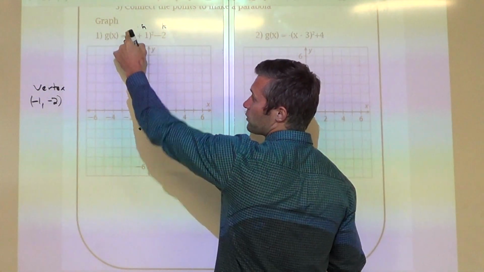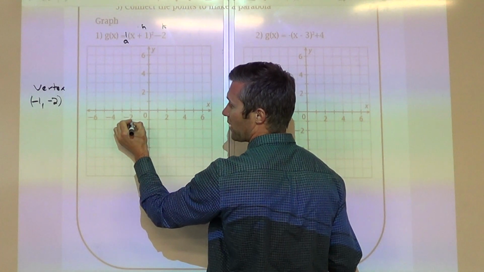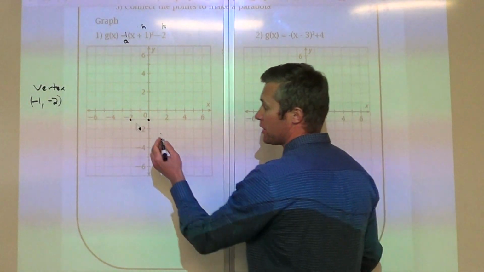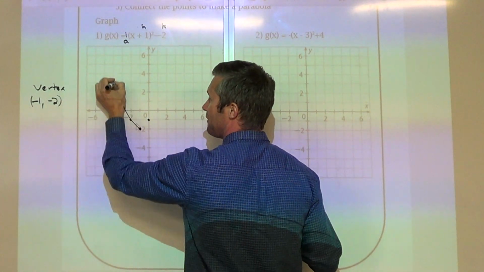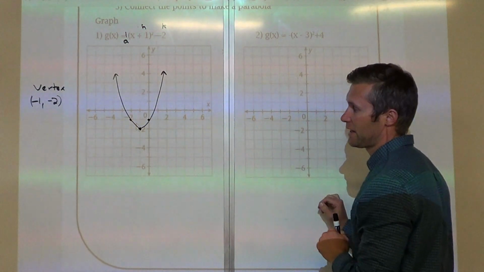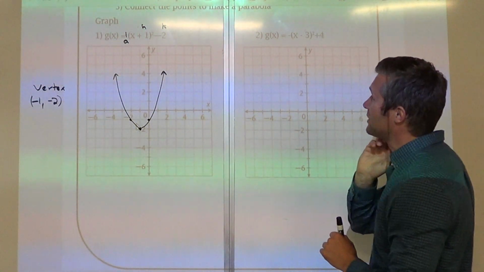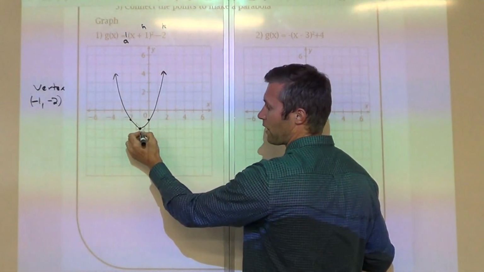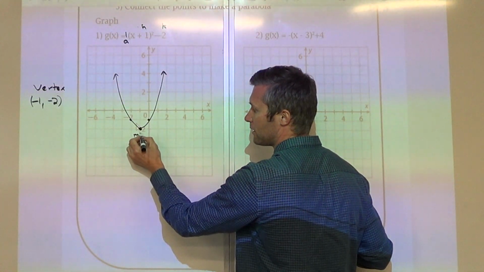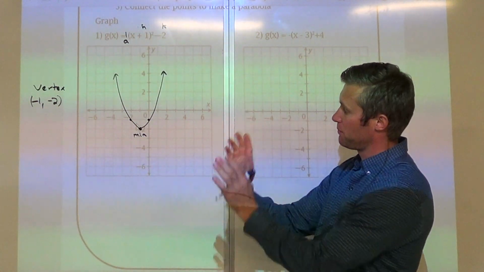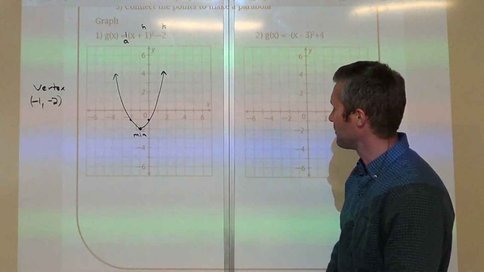Then my a value is 1, so just go up 1 to the right, up 1 to the left. That's all you have to do. And then just make this a parabola. Don't make it a V. So bend it out, make it look like that. This right here is what we call a minimum point. It's the lowest our graph ever gets. So anytime our graph opens up, our vertex would be a minimum point.